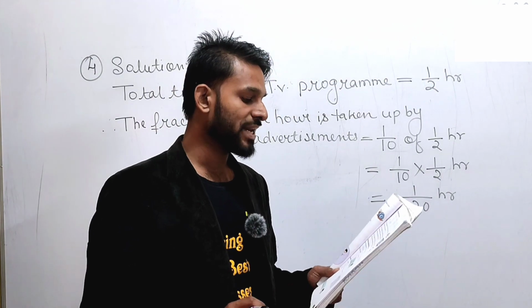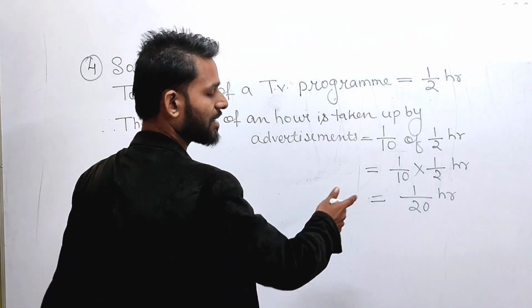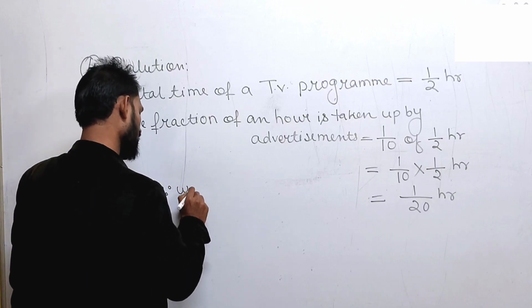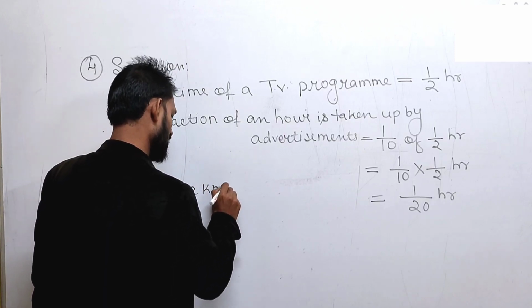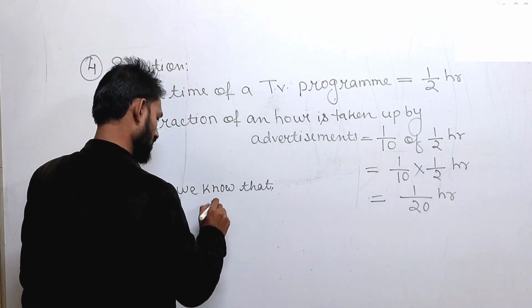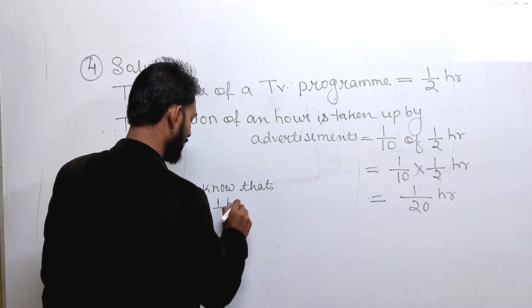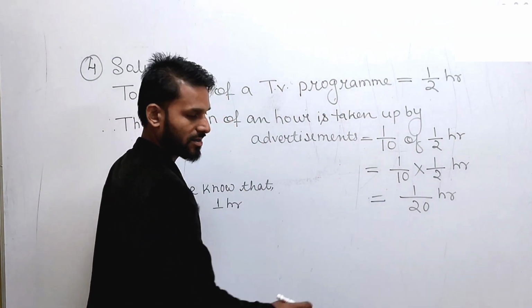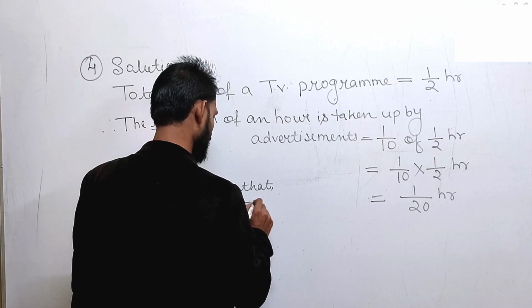Now next, how many minutes is that? Now how many minutes is that, let us find out. Since we know that 1 hour, because it is given in hour, it is given in hour or not. So 1 hour is equal to how many minutes?